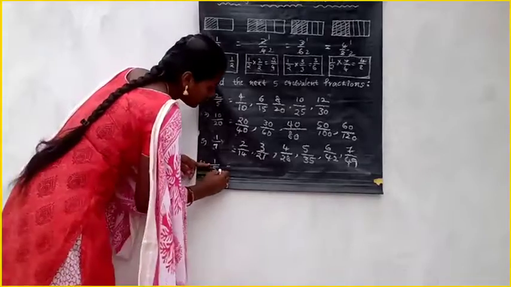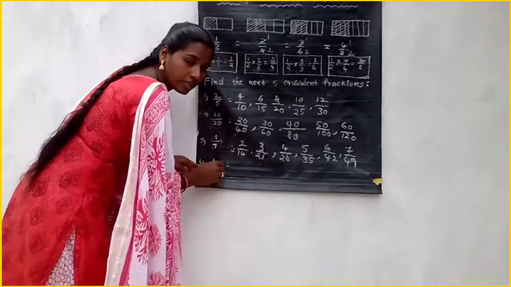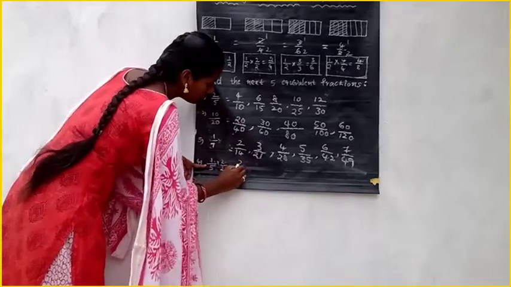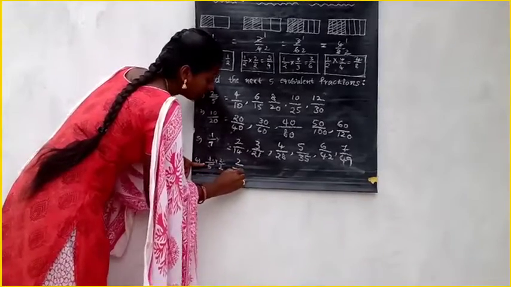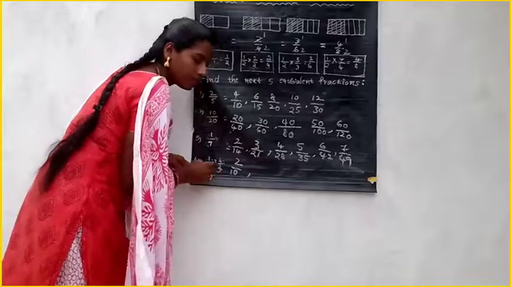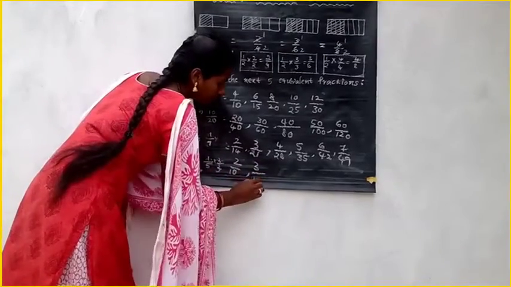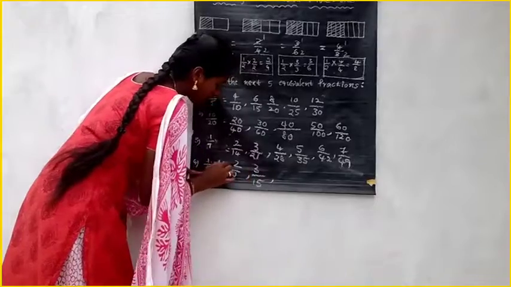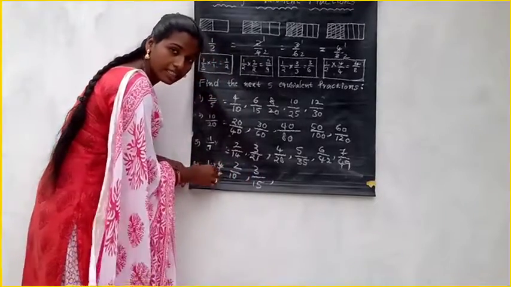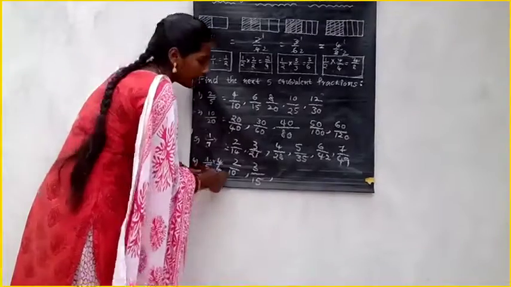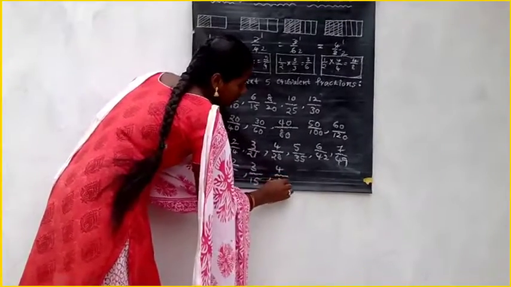Next, 1 by 5. Equivalent fraction of 1 by 5 is, we should multiply with 2 by 2. Means 2 1s are 2, 2 5s are 10. Next equivalent fraction, we should multiply with 3. 3 1s are 3, 3 5s are 15. Next equivalent fraction means we should multiply with 4 by 4. Means 4 1s are 4, 4 5s are 20.